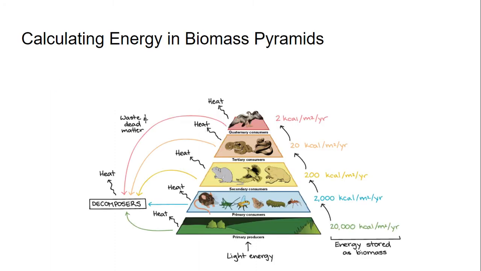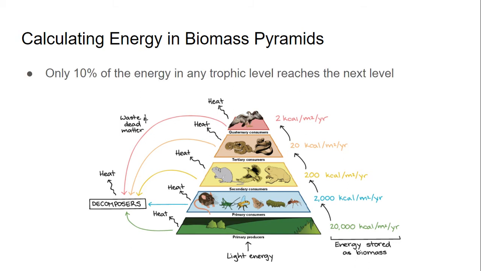So this is what a biomass pyramid looks like, and each one of these is actually a trophic level, which we will talk about further here in just a moment. But how do we even calculate energy in a biomass pyramid? This is something that you'll have to be able to know how to do. So only 10% of the energy in any level reaches the level above it, or that next level.